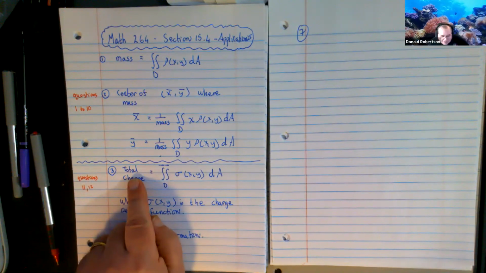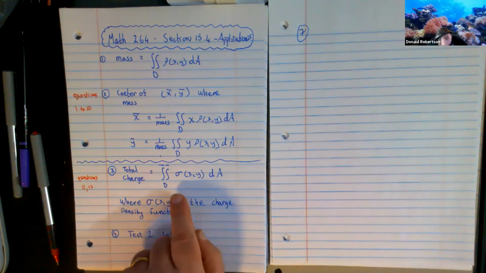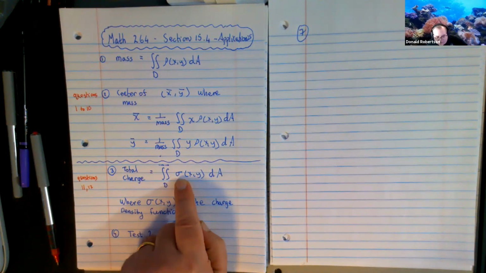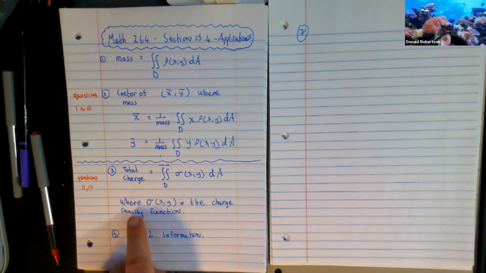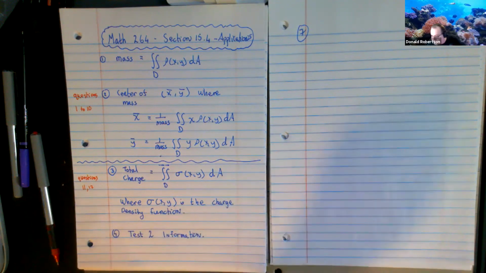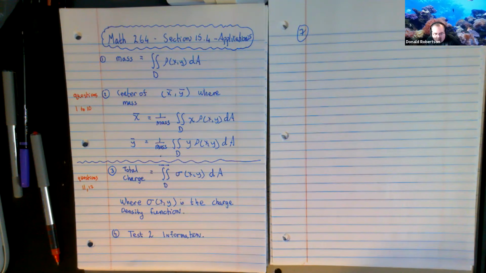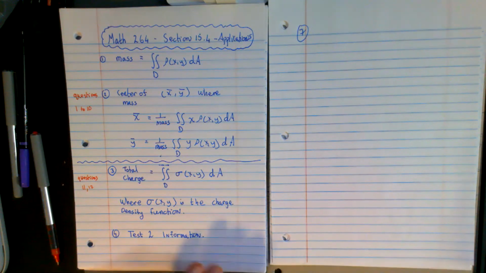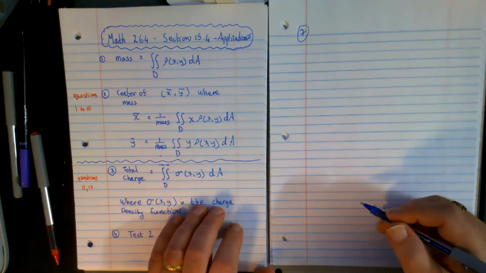The formula for getting the total charge on a piece of metal, a lamina D, is the double integral of sigma of xy dA, where sigma of xy is the charge density function. If you replaced sigma of xy with rho of xy, wouldn't you be getting the mass? Although it's not a mass, you're getting a total charge. So all you need to do is tell me who the region is.